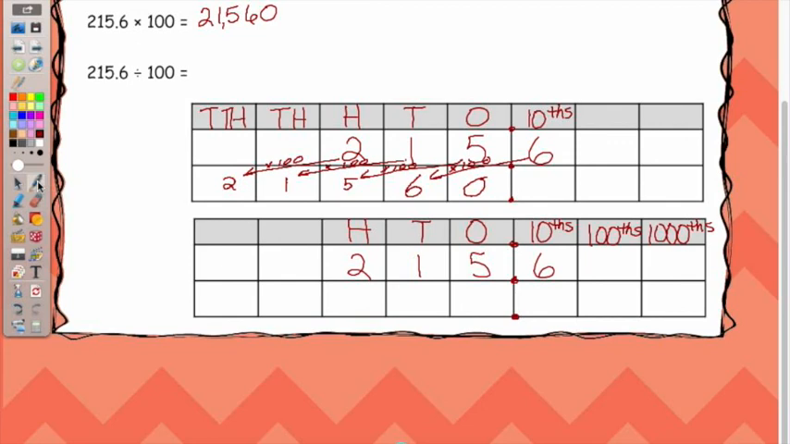Isaiah, where are you? Would you like to come and do the division problem? 215 and 6/10 divided by 100. This is a first. I've never recorded when children were helping me before. The whole problem? Do all your arrows. Do them in the correct order. Oh, awesome. Division, 100. Oh my, these kids are smart.